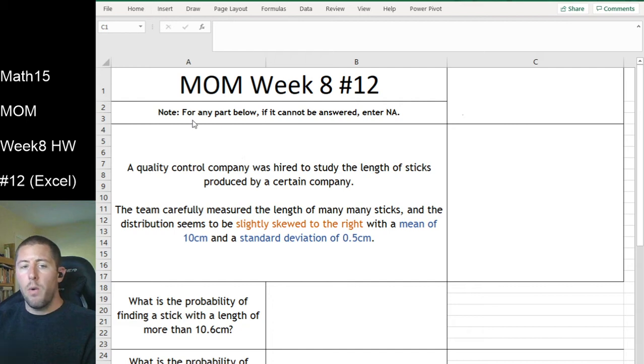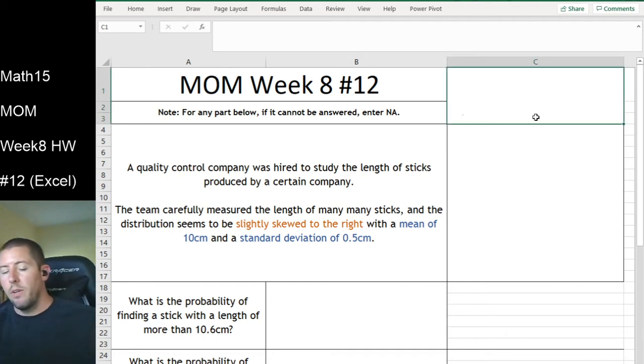So the first thing I want to point out is that in this number 12 in week 8, the very first thing that they do is they make this note at the top: if for any part below it can't be answered, enter NA. And I want to first identify exactly what it is that they're talking about. I'm going to write out a couple statements here.